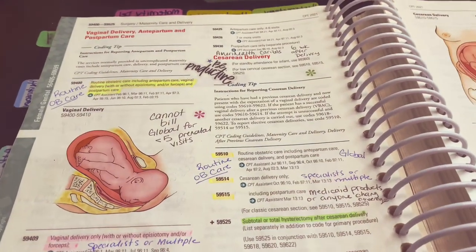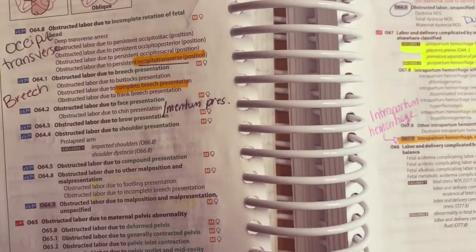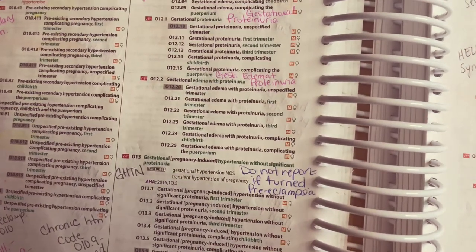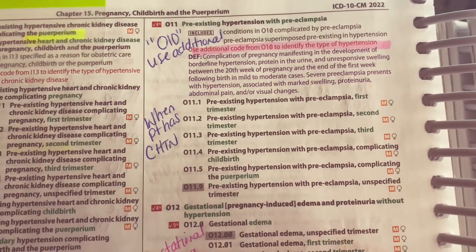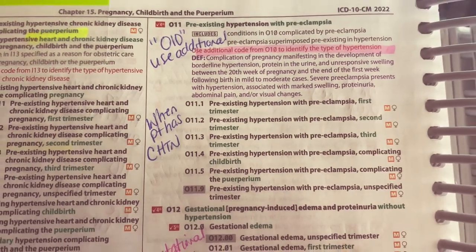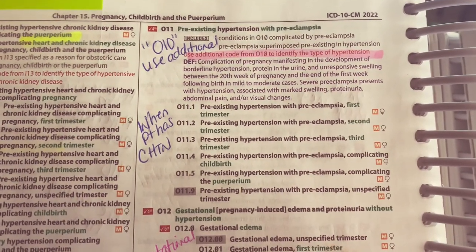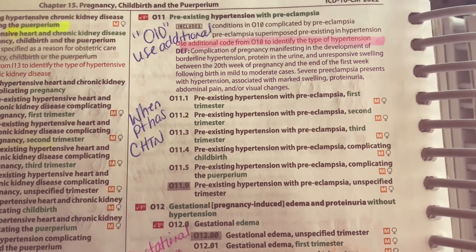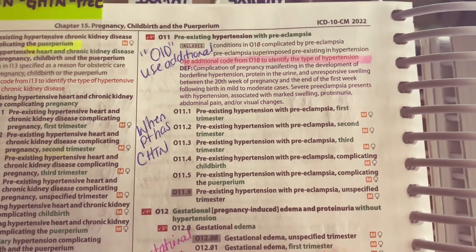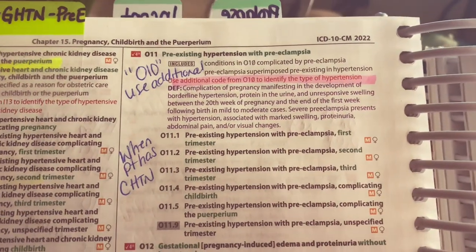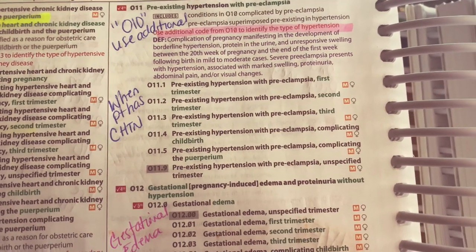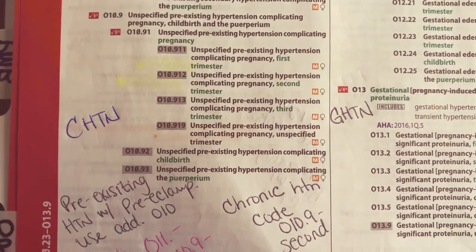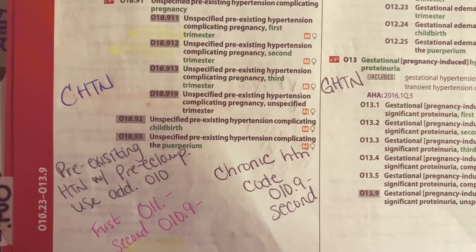I also included post-op care. So, I guess I can share this information. The chronic hypertension ended up turning into, what was it, superimposed preeclampsia. So we have to look at pre-existing hypertension. That is the chronic hypertension. And because it turned into preeclampsia, you have to report 011, and I used 5 since it was after she delivered, during the puerperium. And then you also need to code an 010 code. So you see that highlighted in pink? Use additional code 010 to identify the type of hypertension. So 011.5 is going to be first, and then 010.93 is going to be second for the post-op care.